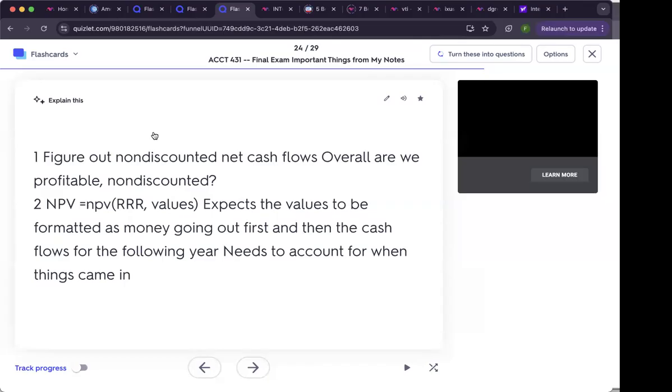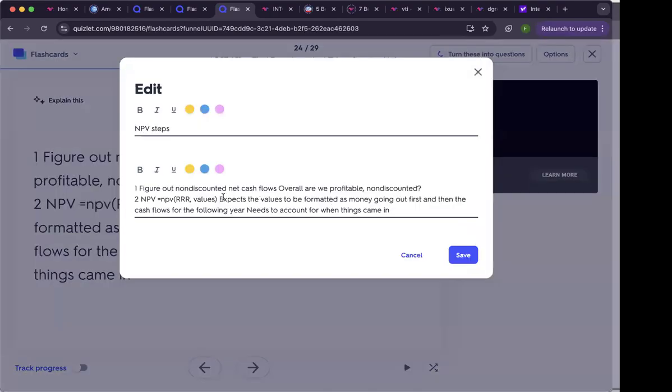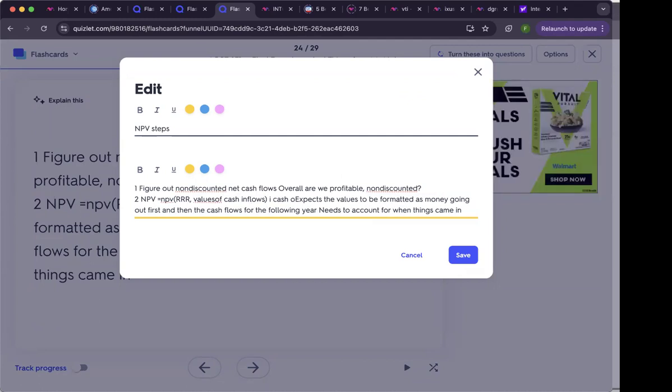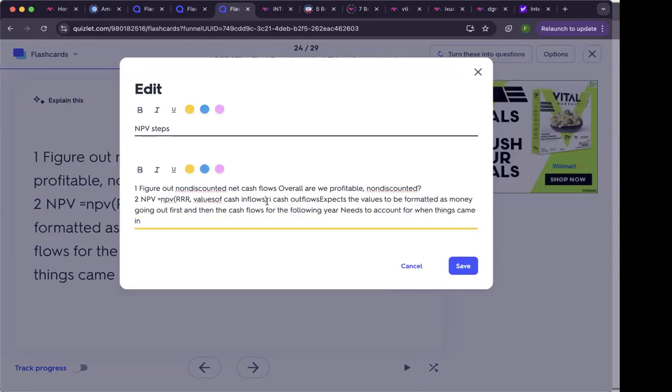Okay, so these are from my notes from his lecture. He kind of lectured it wrong. I have it right in my other video, but basically it's the values of cash inflows minus cash outflows.